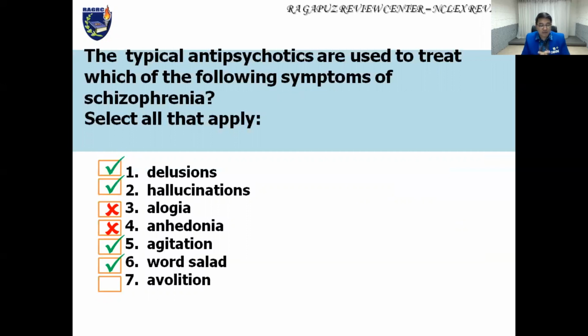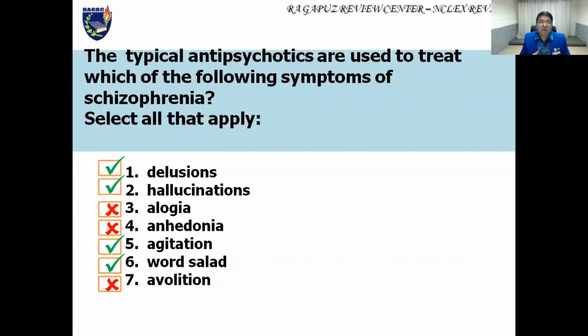And avolition, or the lack of motivation or decrease in motivation to initiate the performance of self-directed purposeful activities. Once again, this is a negative symptom of schizophrenia and is the target symptom of atypical antipsychotics and not typical antipsychotics. So we put an X. Therefore, the target symptoms of typical antipsychotics are options 1 and 2, delusions and hallucinations, and options 5 and 6, agitation and word salad. So don't forget to remember how your typical antipsychotics and atypical antipsychotics differ from each other.